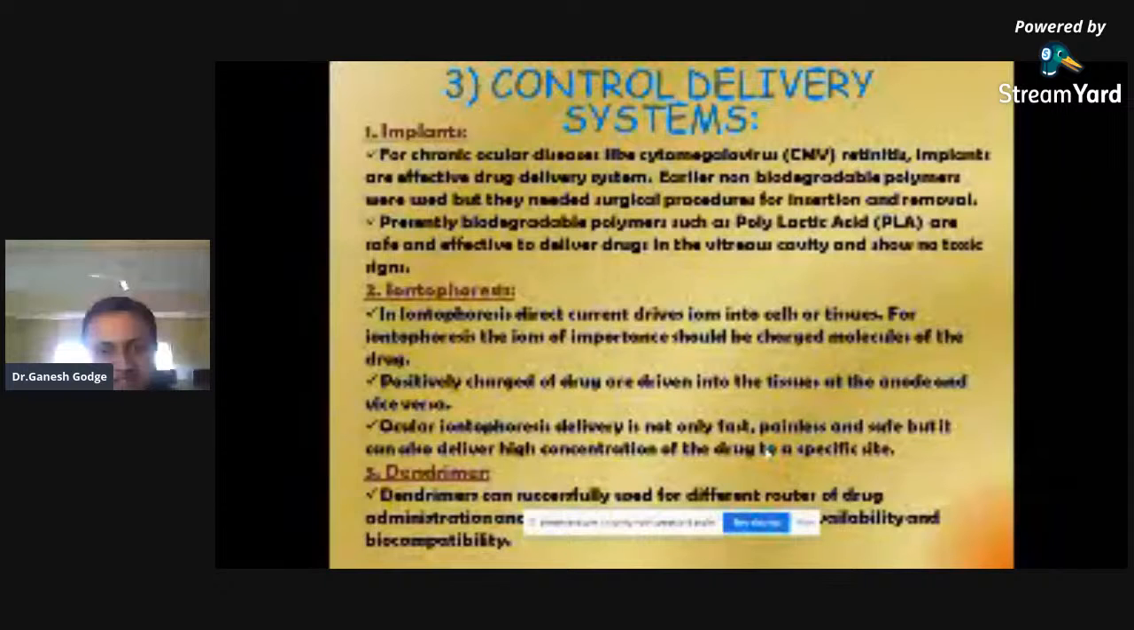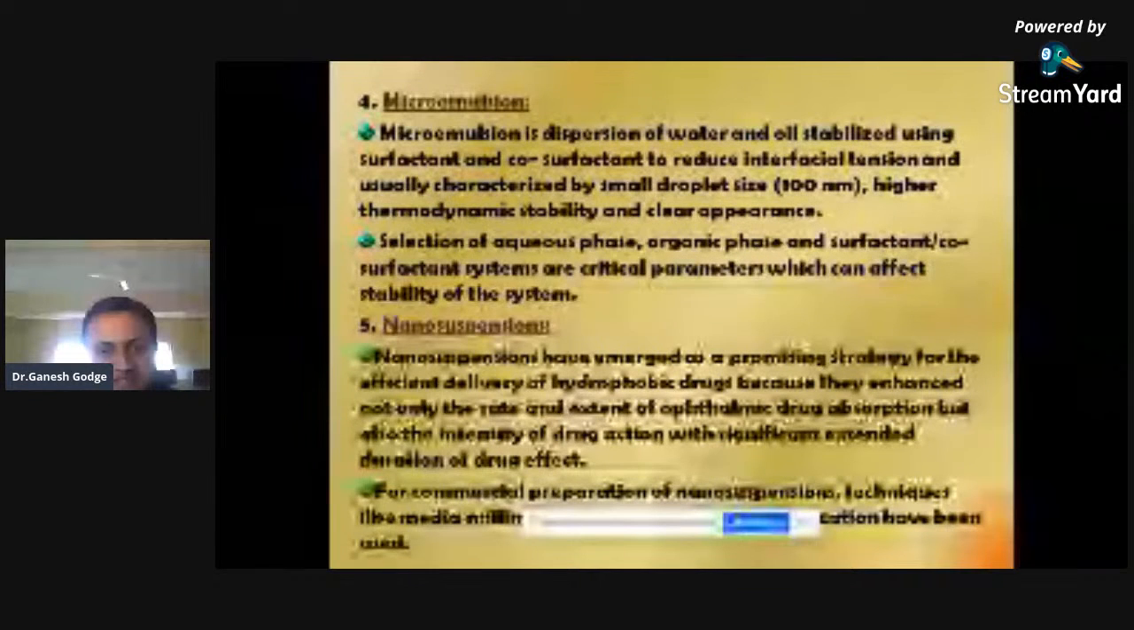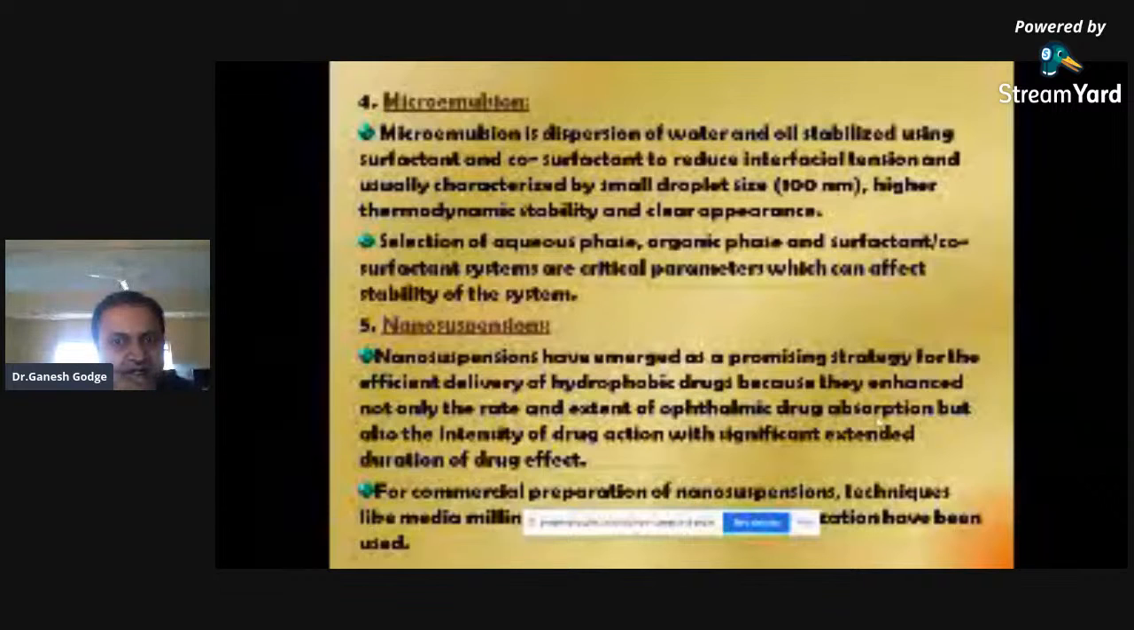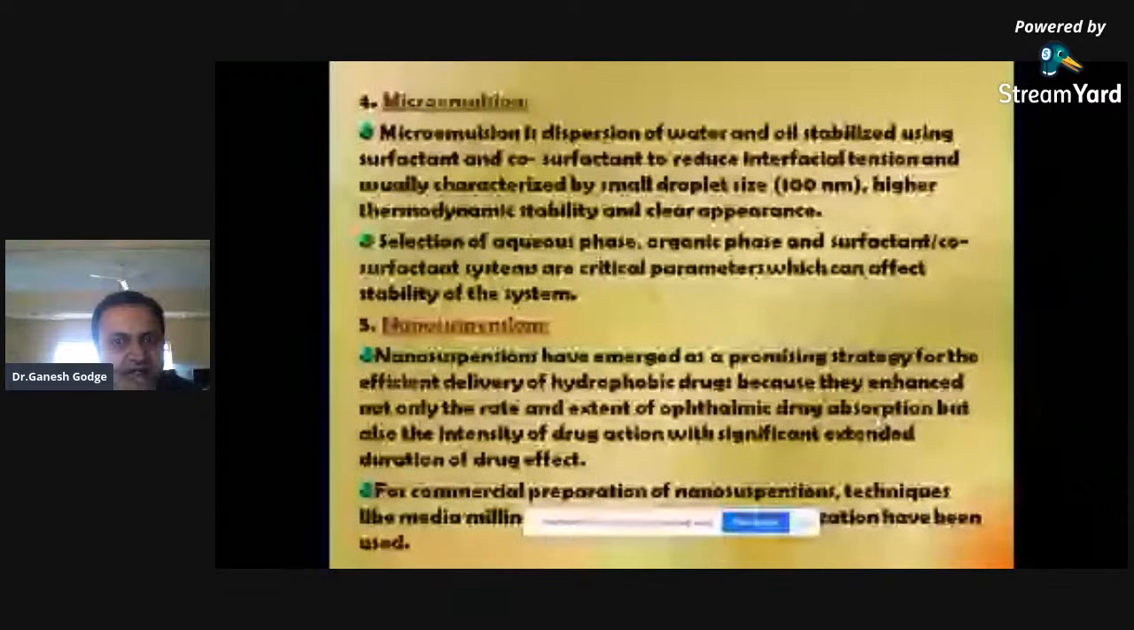Now, in case of microemulsions, how do they differ from emulsions? Their state of subdivision is in nanometers, in nano size. Due to their small droplet size, they cause rapid penetration from the ocular surface, and thereby they give rapid onset of action and improved absorption in case of sparingly soluble drugs or sparingly soluble active ingredients. Selection of aqueous phase, organic phase, and surfactant, co-surfactant systems are critical parameters which can have an effect on stability of the system.